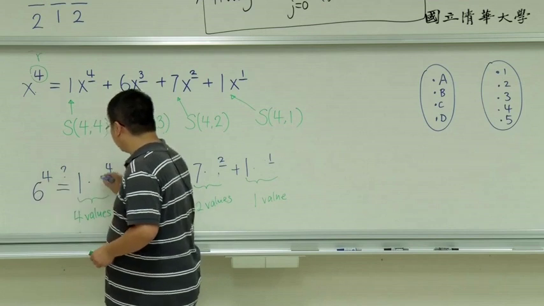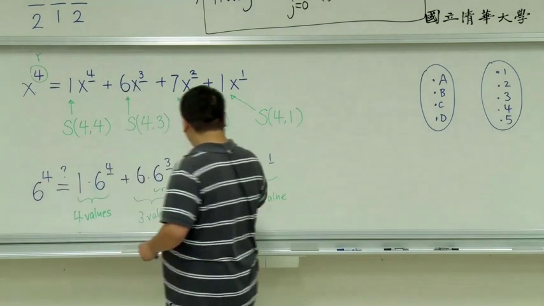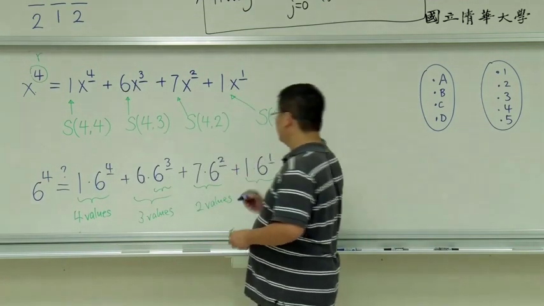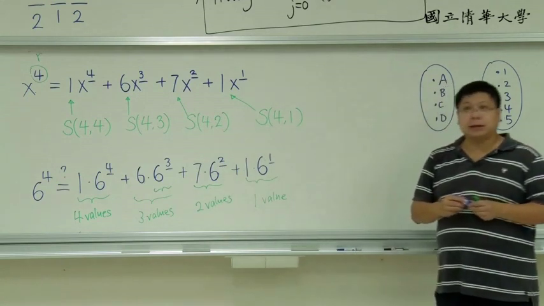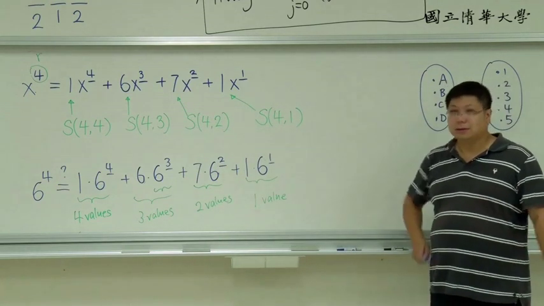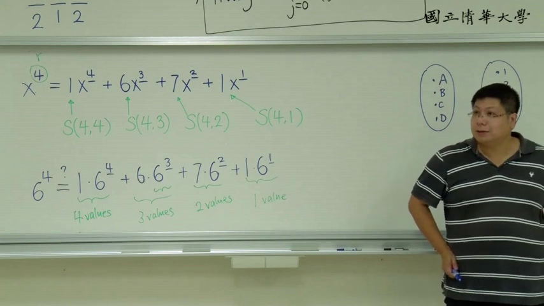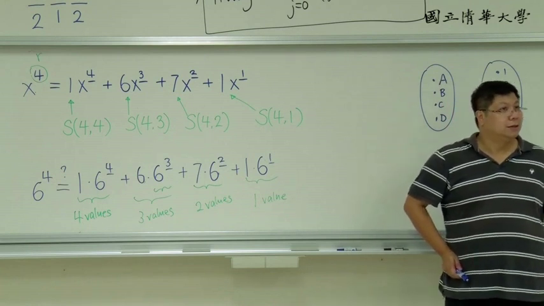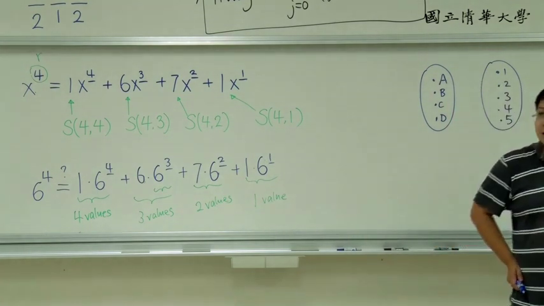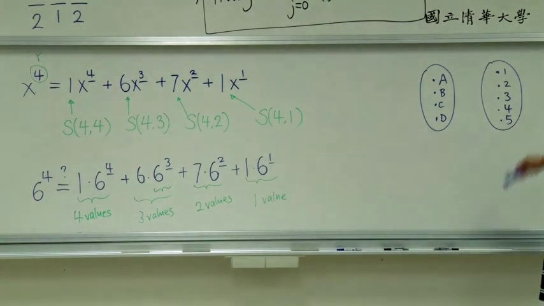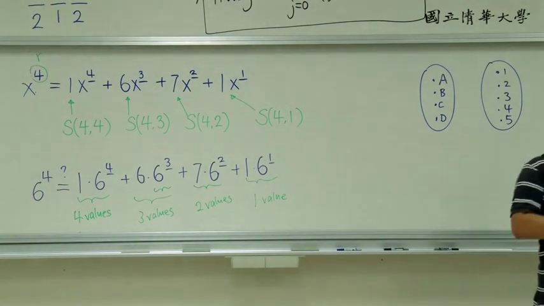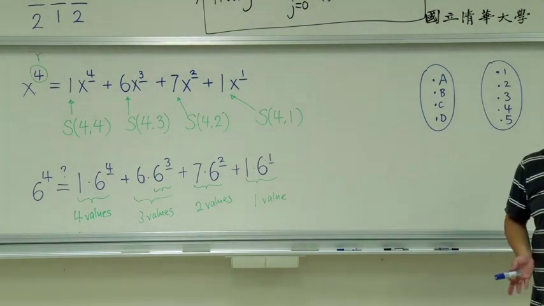Let's change it to 6. It also works. Is that okay? This is counting just with 6 items here. It also works for 7. It also works for 8. It also works for 9.